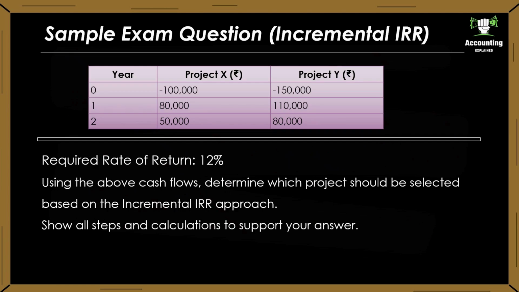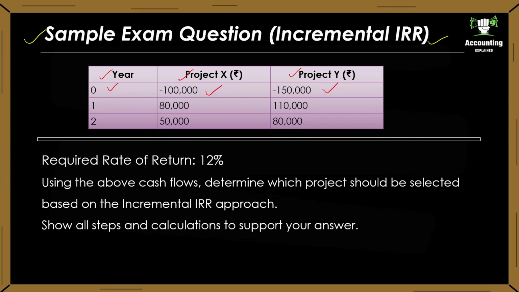Let's solve one sample exam question to calculate incremental IRR. In the question, they have given 3 columns. Year, project X, project Y. Year 0 means it is the starting of the project. They have given 2 negative values for project X and project Y. That means it is outflow or the initial investment. So for X it is minus 1 lakh, for Y it is minus 1 lakh 50,000.